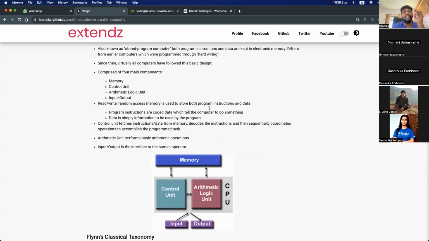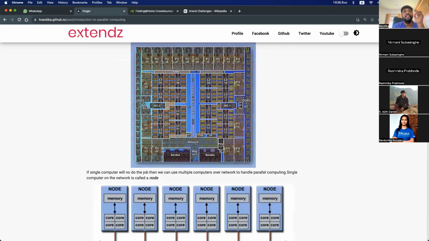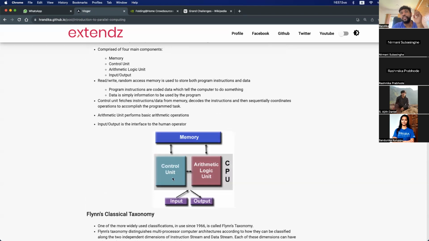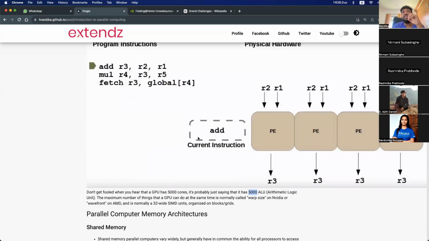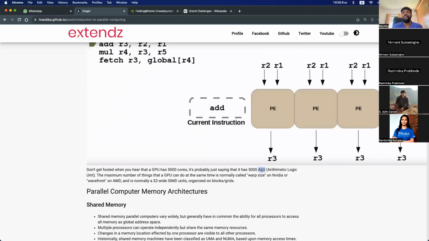What we mean here is that in this architecture, the instructions are fetched by the control unit. The control unit is fetching one single instruction, but the arithmetic logic units will have different things to execute. The data that they are going to be executing is different. So if somebody says your GPU contains 5,000 cores, they're wrong. What they actually mean is they have 5,000 arithmetic logic units, ALUs, at their disposal. They have one single control unit which feeds the one single instruction.